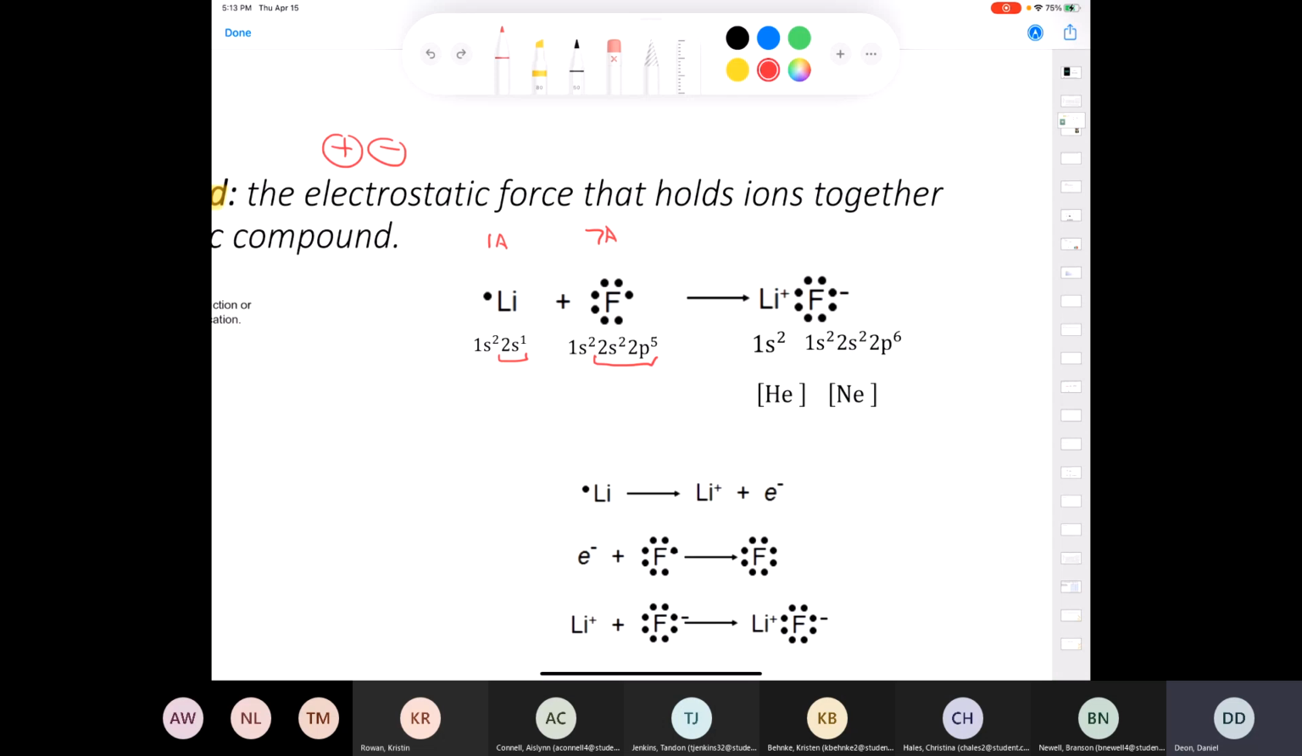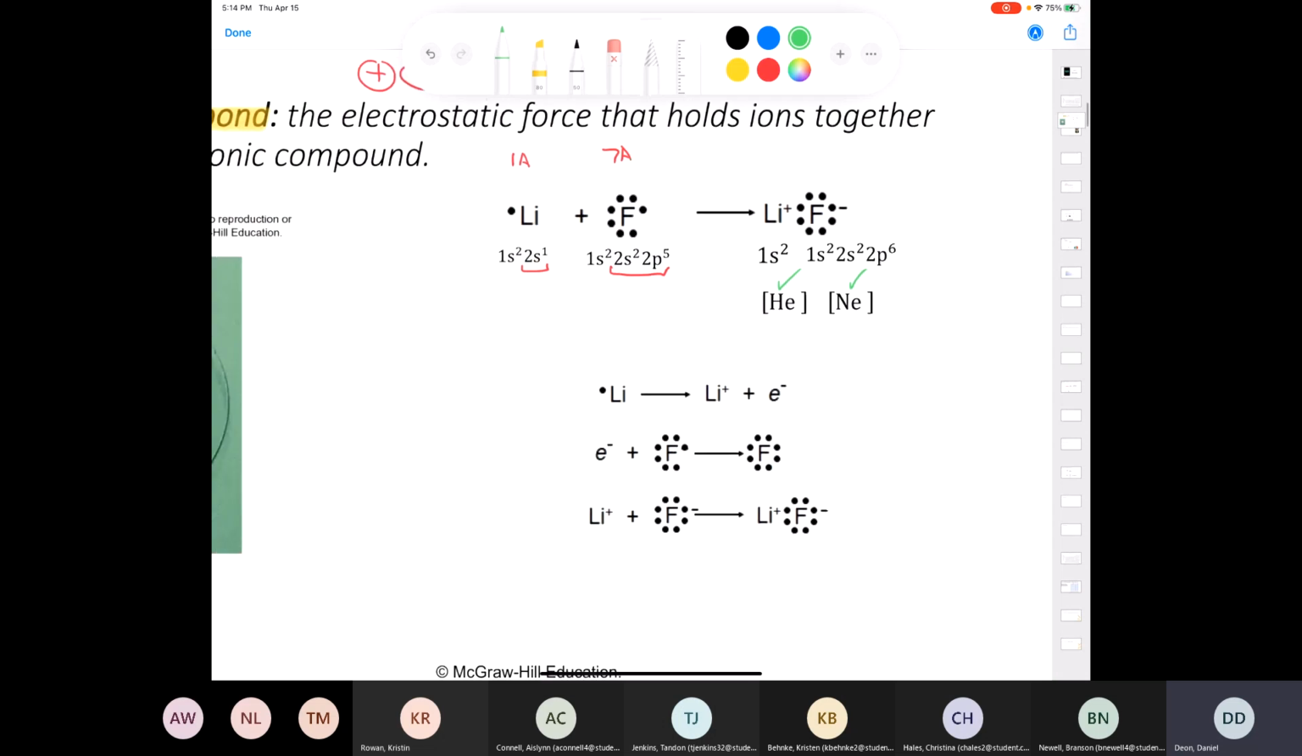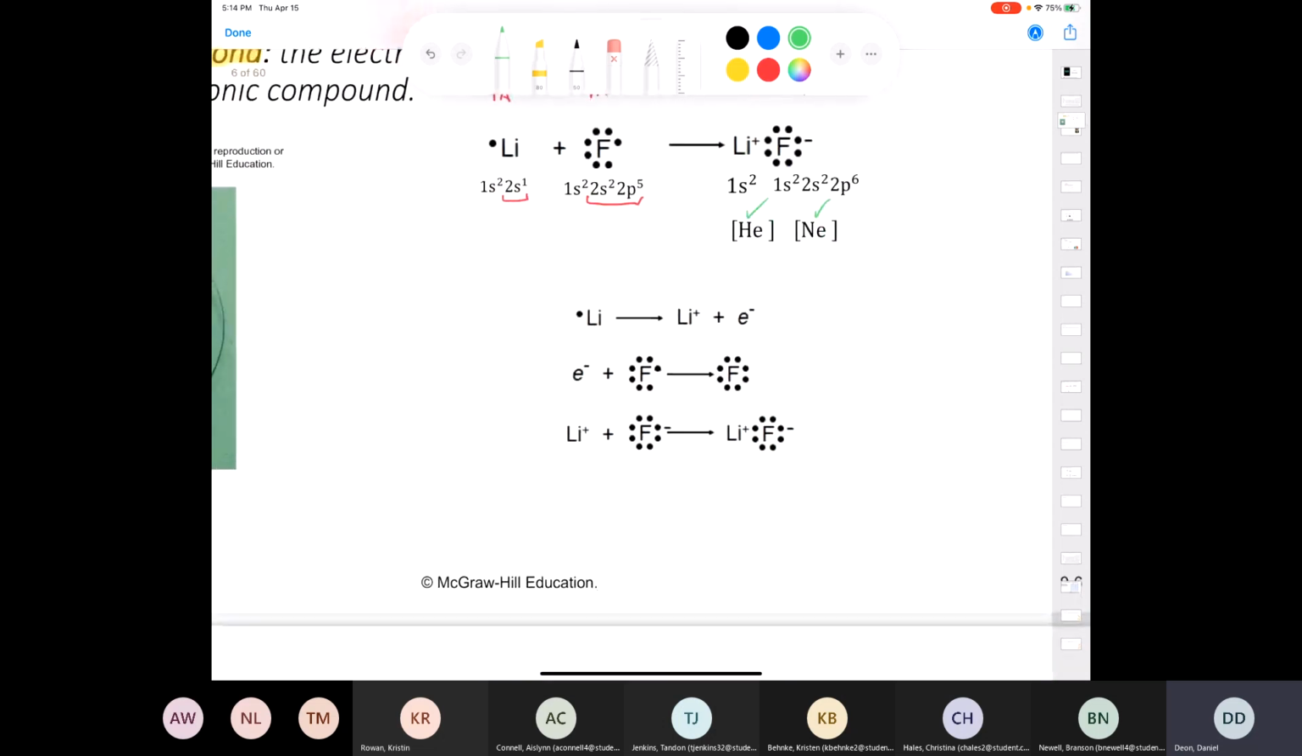They want to become isoelectronic with the noble gas, and you can see that we got that to happen when the lithium lost an electron. Now it's isoelectronic with helium, and when the fluorine gained an electron to form fluoride, it became isoelectronic with neon. So everybody's happy. Now, what if you were to think about this process of forming lithium fluoride in terms of steps?